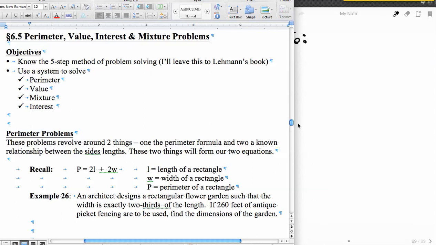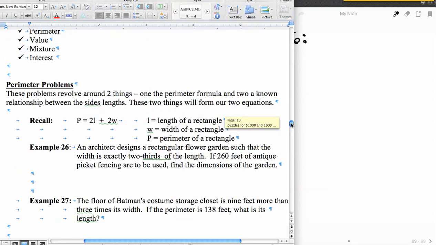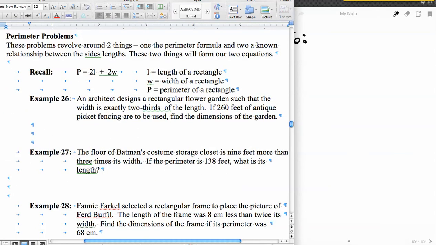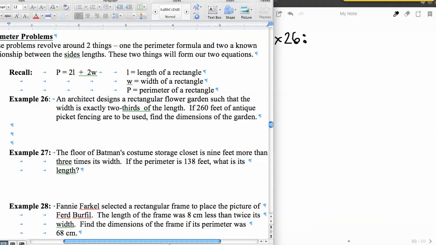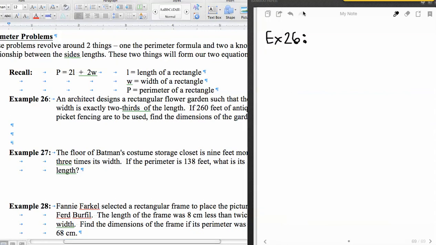So we've already seen some perimeter problems in the past. We're going to see some more perimeter problems now. And what we're looking at here are translation problems. So that's what you need to remember, that translation problems play into these, and we're going to use our perimeter formula to help us out.